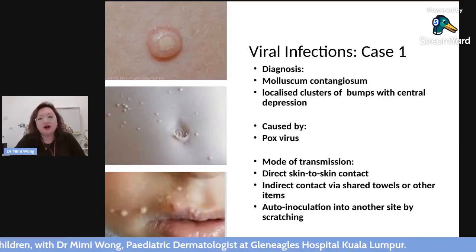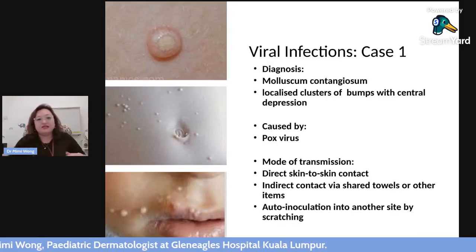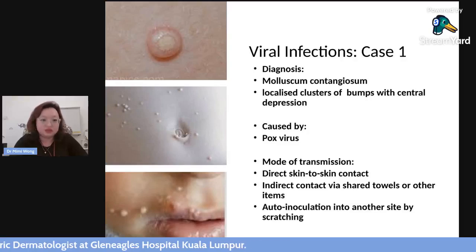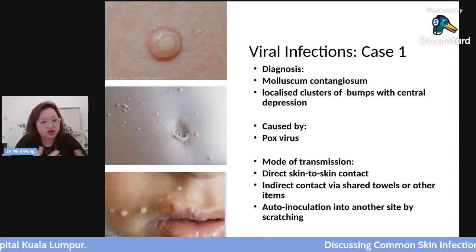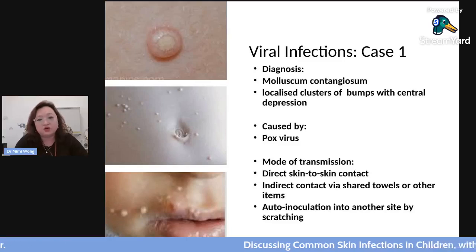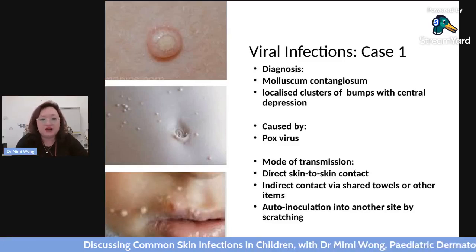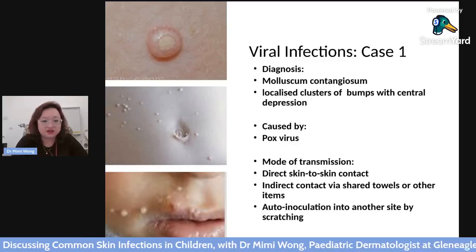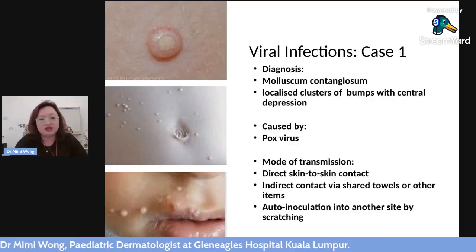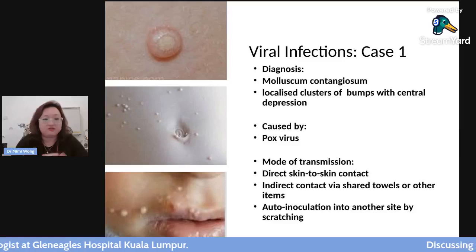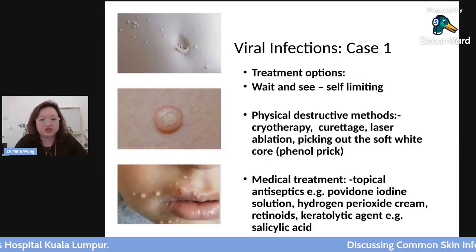Okay, so how does it get transmitted? This is transmitted via direct skin-to-skin contact, or indirectly via shared towels or shared clothing, and also auto-inoculation. So what does auto-inoculation mean? It means you already have the virus infection over the skin, and with the hand, the fingers, you scratch it and then touch other parts of the body. As a result, you transmit this virus to another part of the body, causing spread of the lesion. That's what we call auto-inoculation.